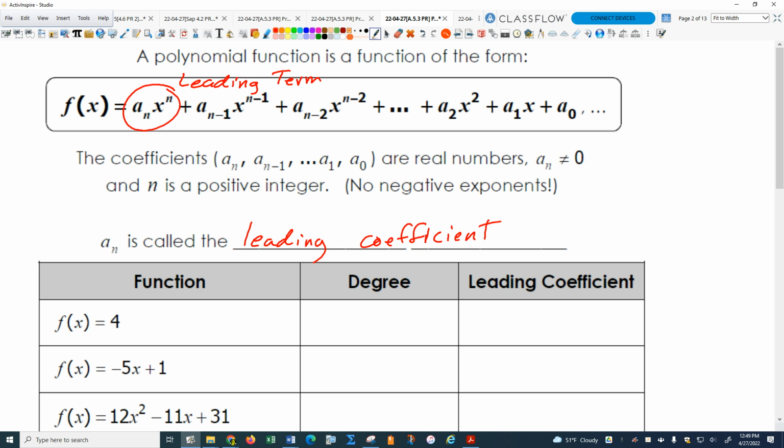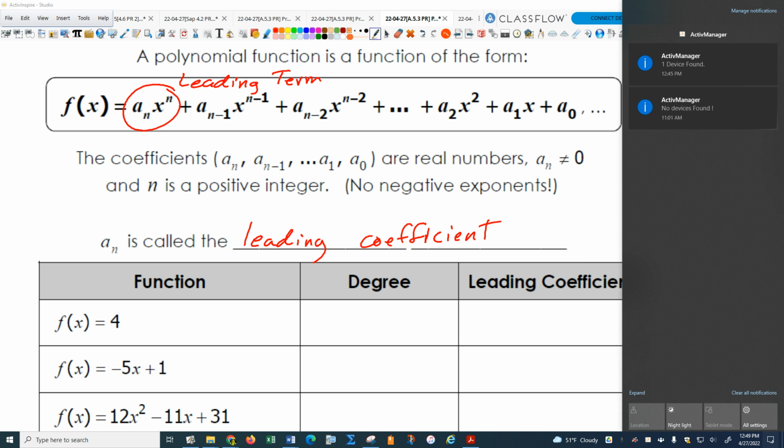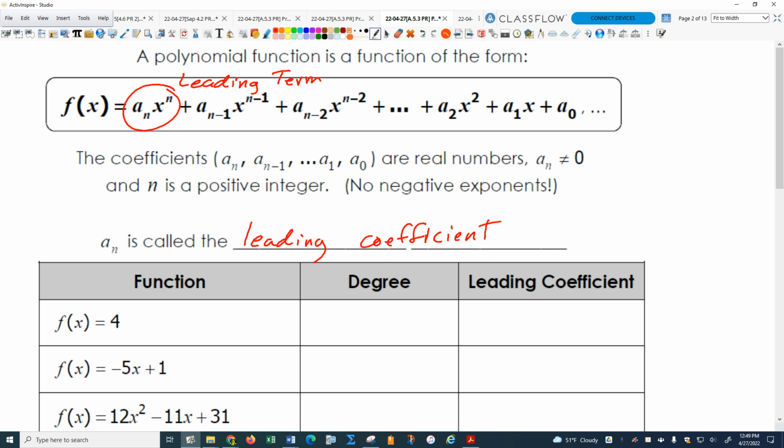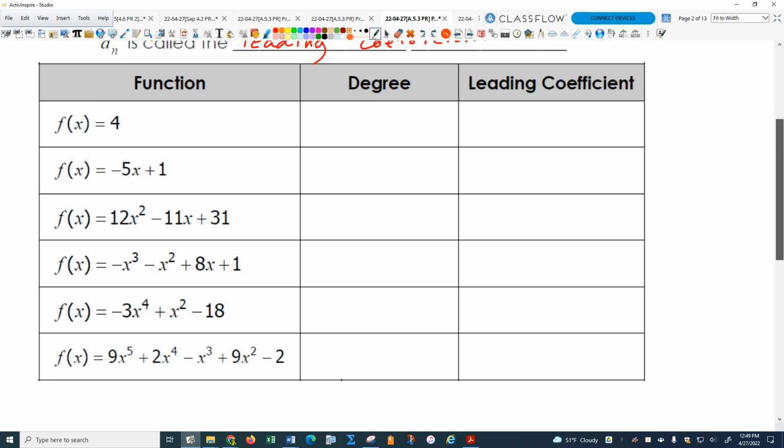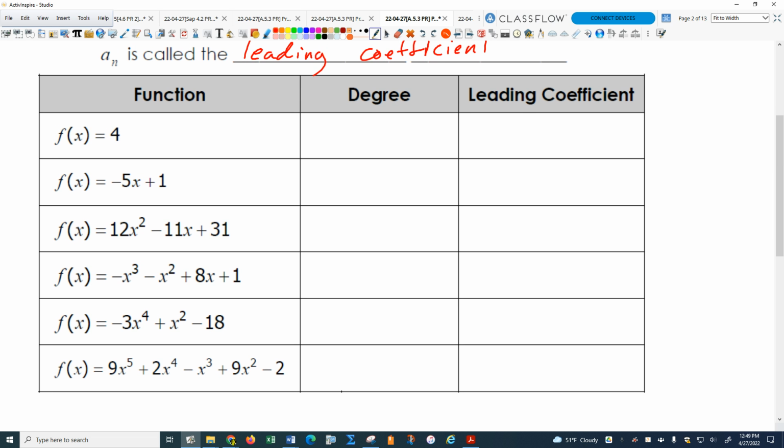What does that mean? It just means whatever number is being multiplied by the biggest power of x. That's the leading coefficient. So let's practice just identifying what these things are a little bit. This is really just vocabulary stuff. Let's start off with this first example, f of x equals 4. Now going back to what we talked about, I guess it would have been earlier this week, maybe last week, I can't remember.